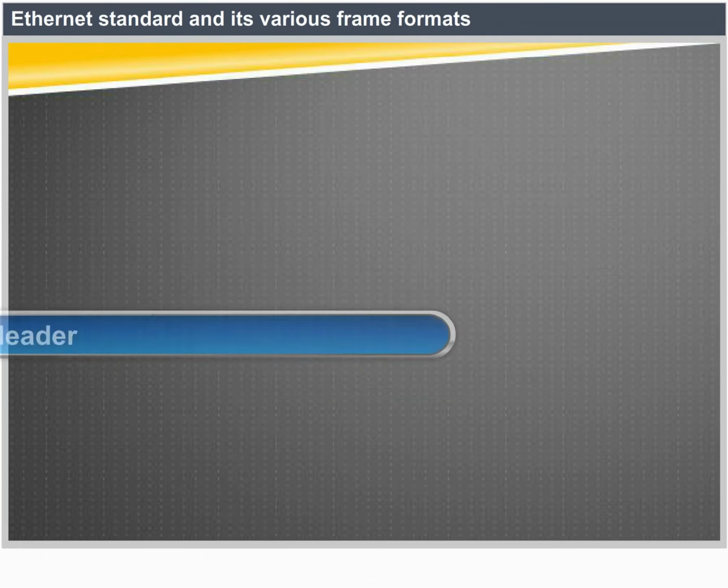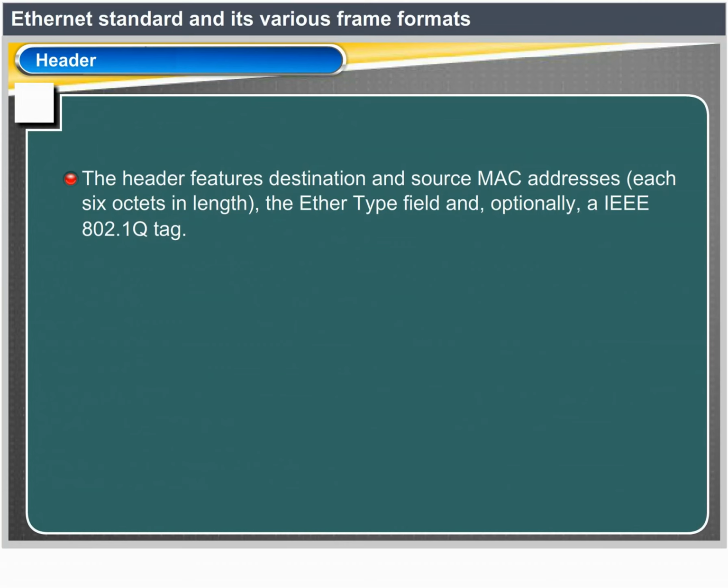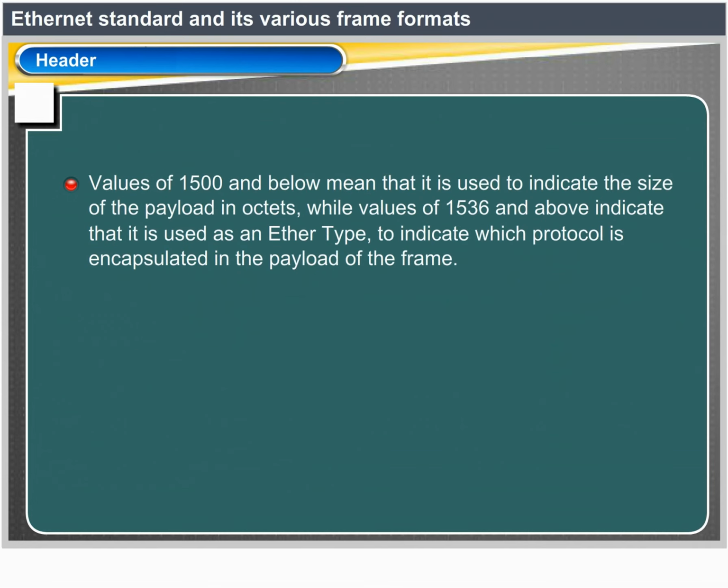Header. The header features destination and source MAC addresses, each 6 octets in length, the EtherType field, and optionally an IEEE 802.1Q tag. The EtherType field is 2 octets long and it can be used for two different purposes. Values of 1500 and below mean that it is used to indicate the size of the payload in octets, while values of 1536 and above indicate that it is used as an EtherType, to indicate which protocol is encapsulated in the payload of the frame.